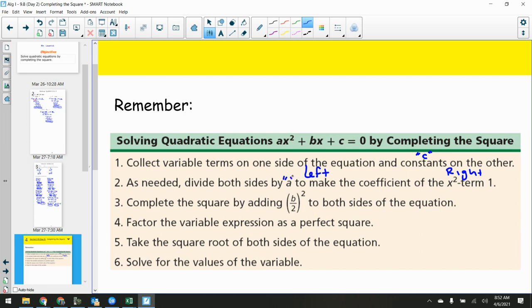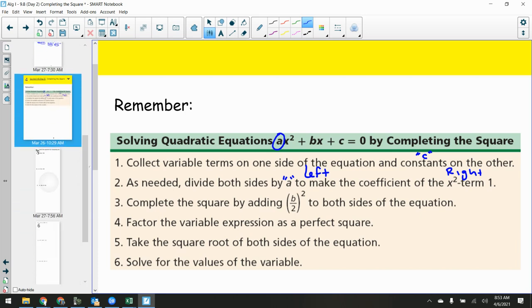Step 2, as needed, divide both sides by your A value, the number that's in front of the x squared, just the number. All you're going to do is divide through by the number so that the coefficient on the x squared term is 1. I'll tell you right now, you cannot complete the square if there is a number in front of the x squared. You must divide it through. You must for this process to work.